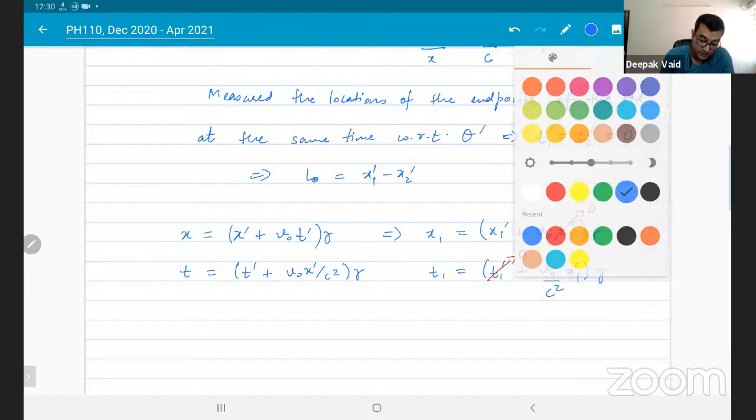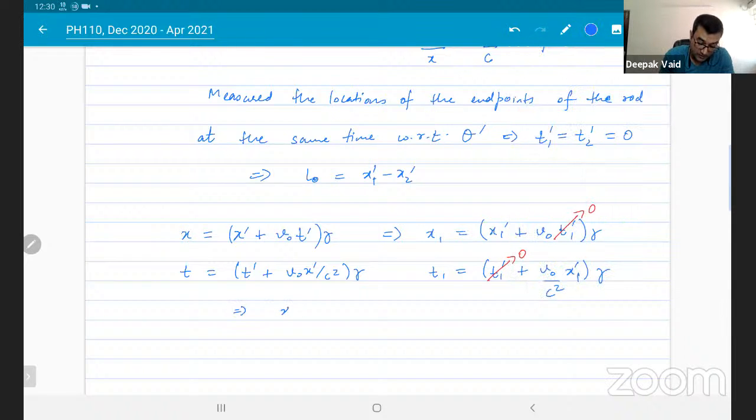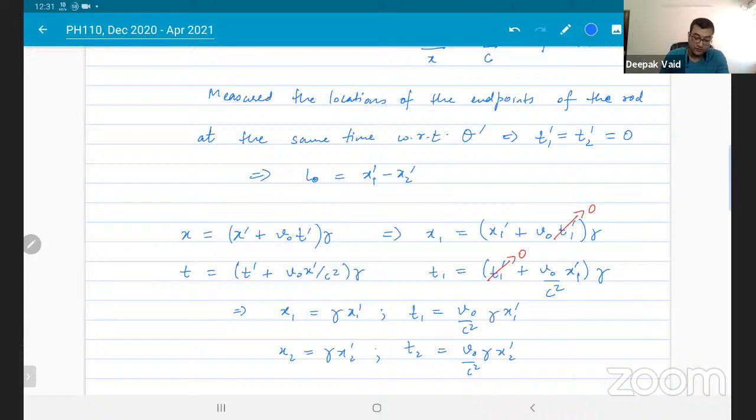So what do I get? x1 is equal to gamma x1 prime, right? And t1 is equal to v naught by c squared gamma x1 prime. All right. Then in the same way, for x2 and t2, I would have the same kind of equations, and I would get x2 is equal to gamma x2 prime and t2 is equal to v naught by c square gamma x2 prime. Okay. But we are not concerned with t1 and t2. We are concerned with only the x coordinates.